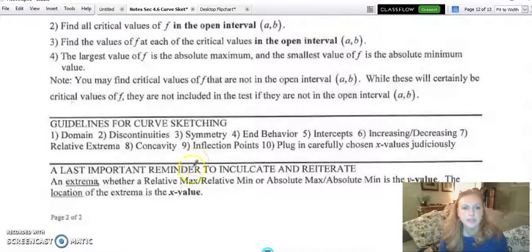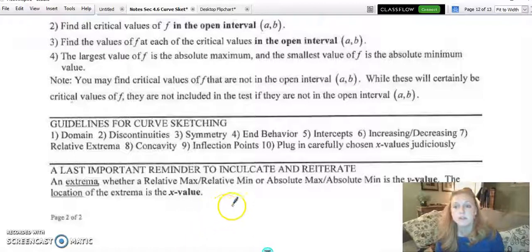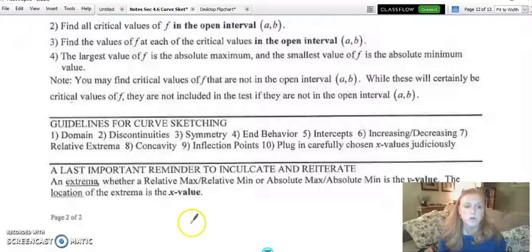Here are your guidelines, and then your last important point: the extrema value, the max or the min, is the y value, and the location is the x. And that's going to summarize everything that we have for our applications of derivatives and using them to sketch the graphs. And so from this point on, you'll go ahead and you'll work on your worksheet for that.